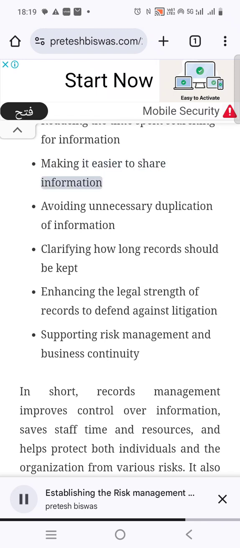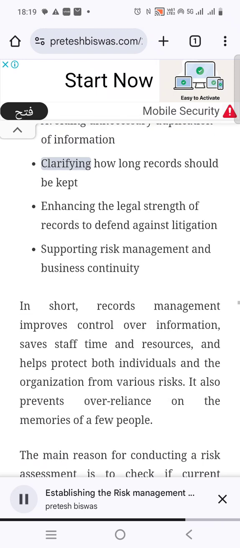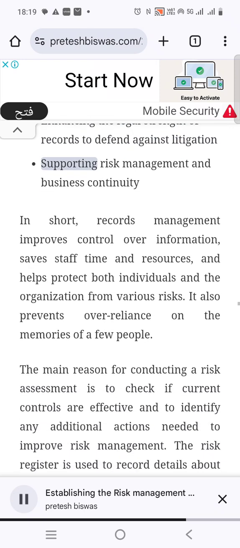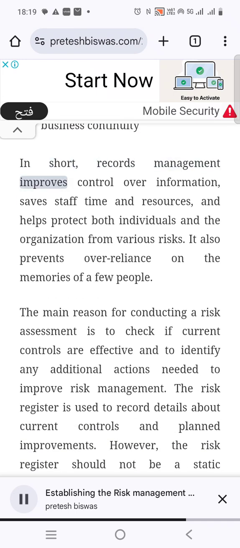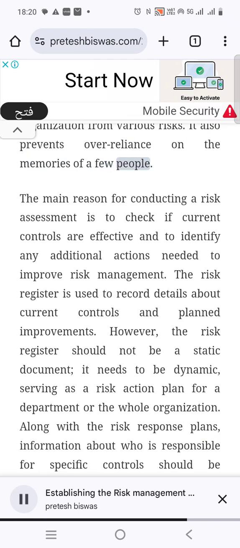making it easier to share information, avoiding unnecessary duplication of information, clarifying how long records should be kept, enhancing the legal strength of records to defend against litigation, supporting risk management and business continuity. In short, records management improves control over information, saves staff time and resources, and helps protect both individuals and the organization from various risks. It also prevents over-reliance on the memories of a few people.